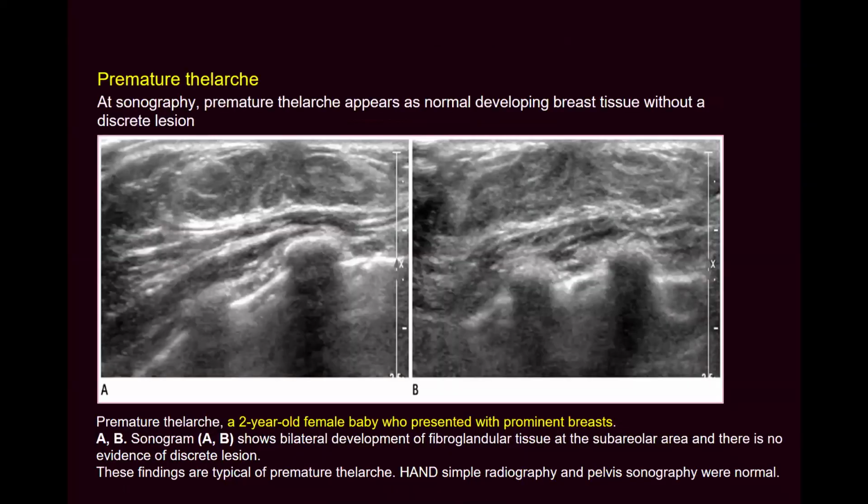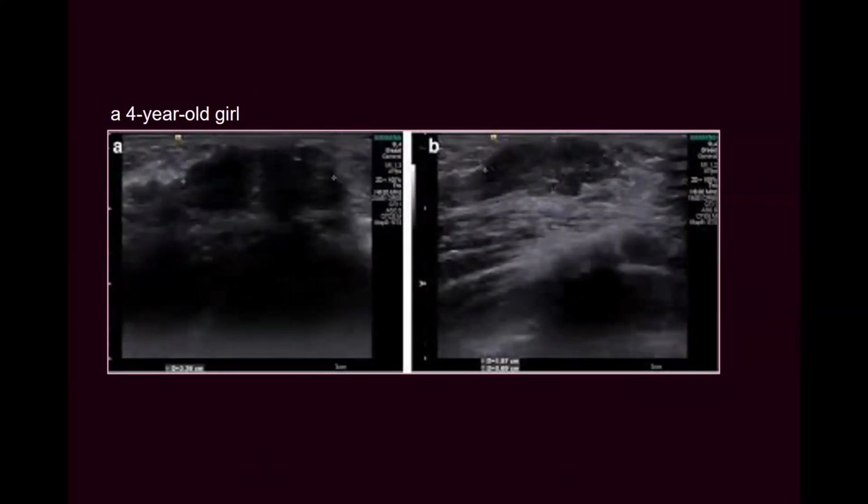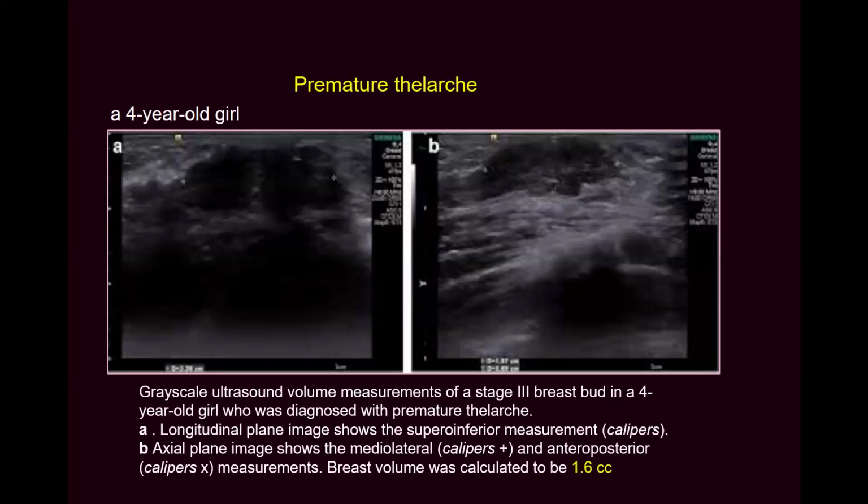And okay, this is another example of premature thelarche, okay? In a 2-year-old female presented with prominent breast. So this is a 4-year-old girl. 4 years. Again, premature, and Tanner 4 also. Yes, this is a premature thelarche, okay?